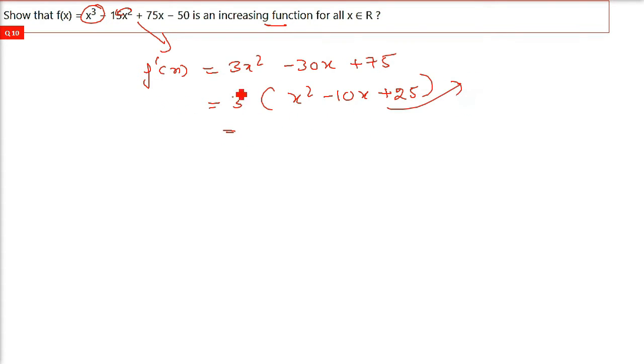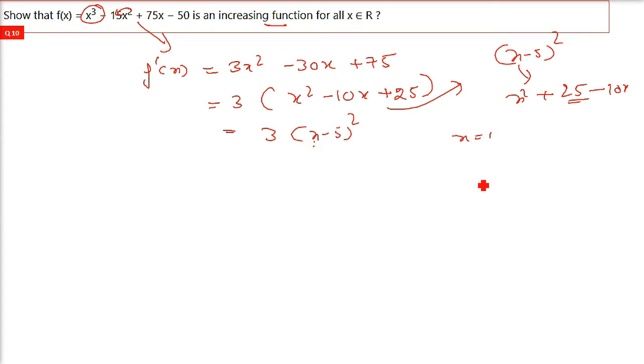So now you have x square minus 10x plus 25. And by our previous experience, we know what it is going to be. x minus 5 whole square is going to be what? a square plus b square minus 2ab. And this is exactly equal to what we got. So just replace it by x minus 5 whole square. Now you tell me, whatever you put for x here, because it is a square, it will always be positive. 3 is already positive. So it will always be increasing.